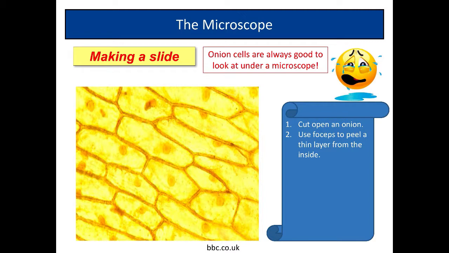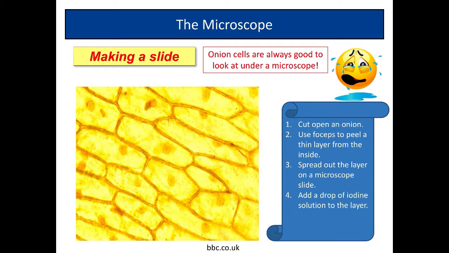Secondly, use forceps. You can peel a thin layer from inside. This is a really thin layer. If you're very careful, you get this really thin, transparent layer you can peel from the inside. Having got the layer, spread it out in one smooth patch on the slide.